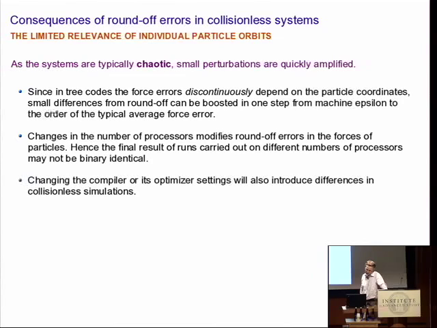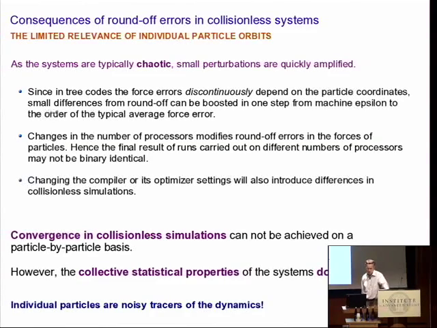So the final result of runs carried out on different numbers of processes in an n-body simulation usually depends on the number of processes. By the way, this is also quite common if you change the compiler or the optimization settings, because the compiler will rearrange some of the floating point math and carry it out in a more efficient way, and then you also change the round-off. So convergence in a collisionless simulation cannot be achieved on a particle-by-particle basis, at least not with this sort of approach. You will basically get chaos, or distortions in the orbits just from round-off.